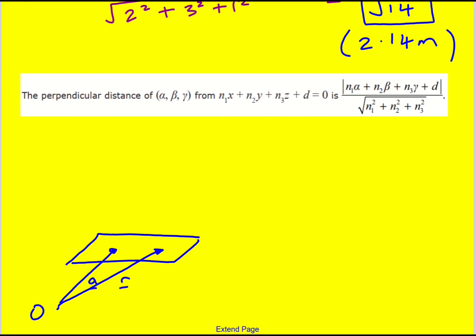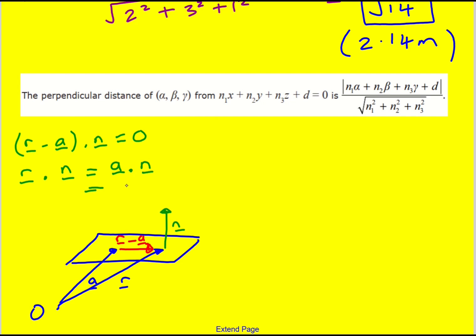And we could work out this vector here, going this way, that will be R minus A. And then I've got a normal vector. So it must be that that vector there, which is in the plane, is perpendicular to the normal vector. So this is equal to 0. So then R dotted with N is going to equal A dotted with N. And that's typically what we then call D.